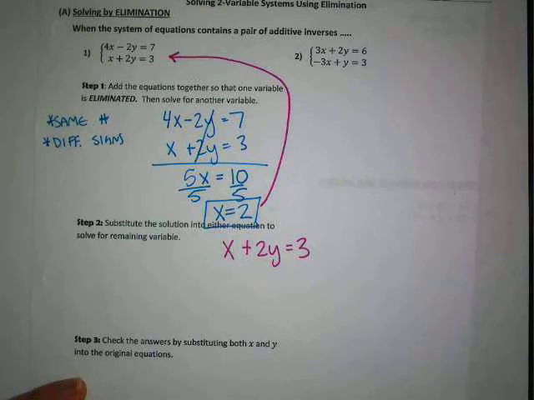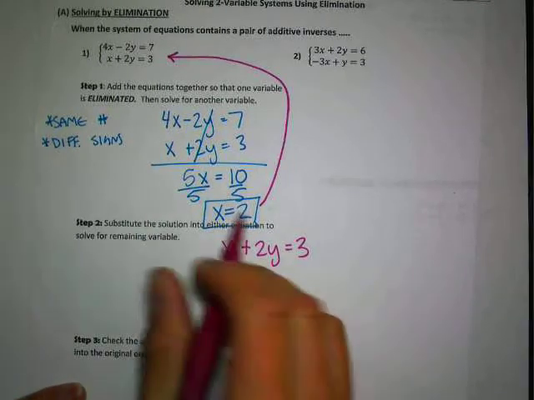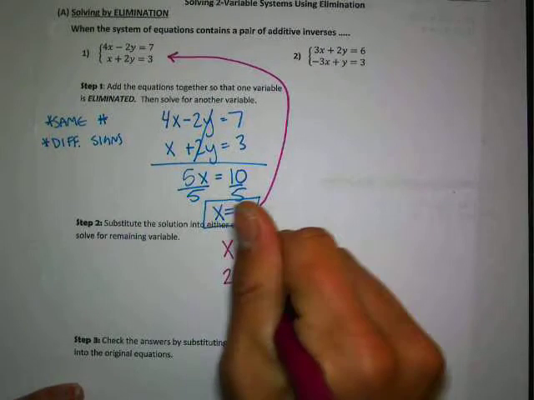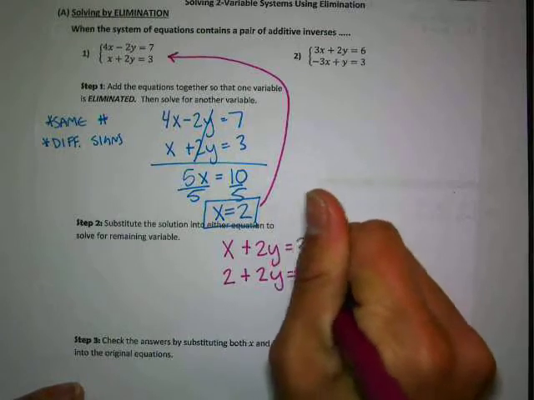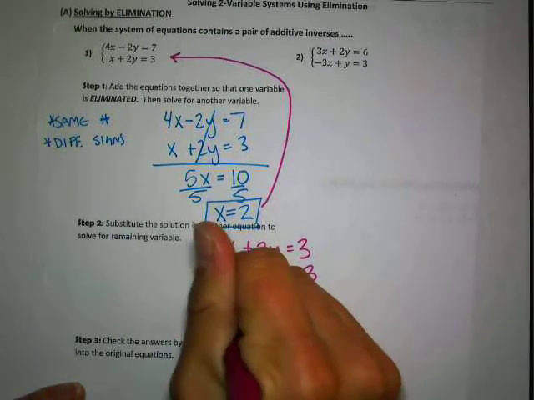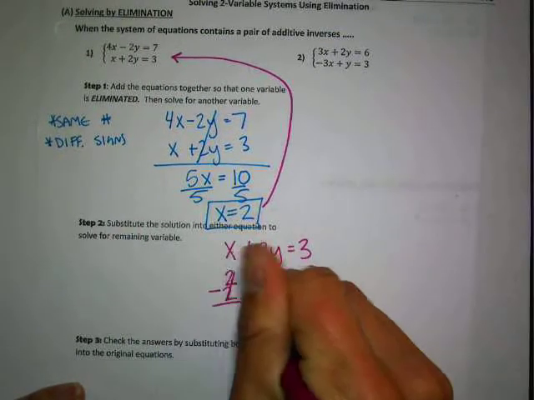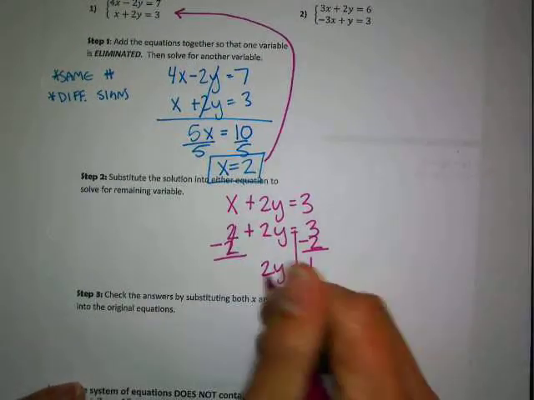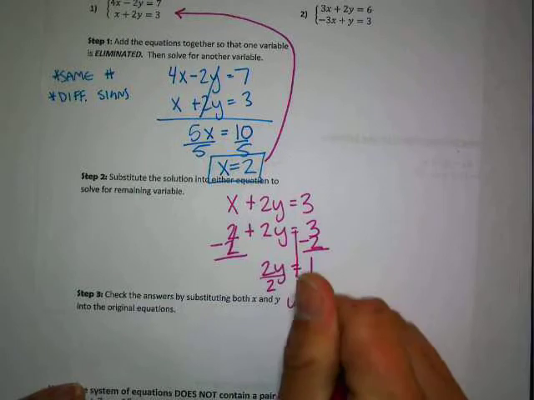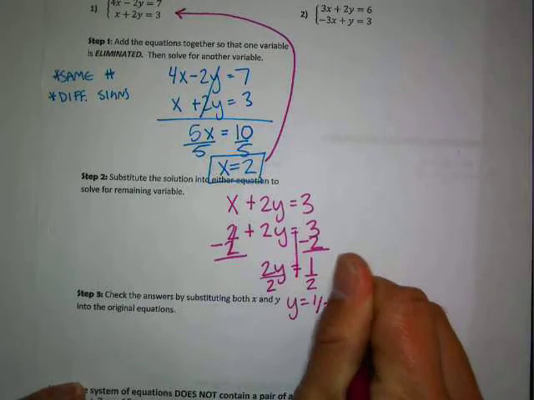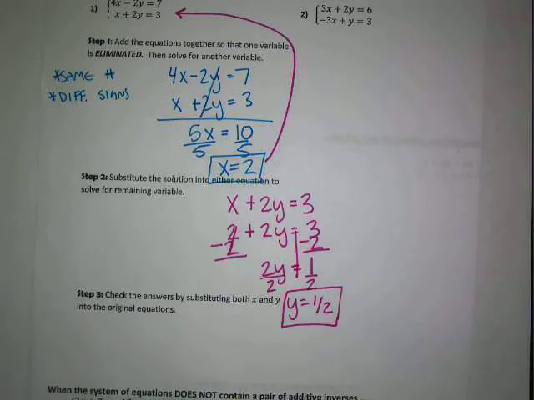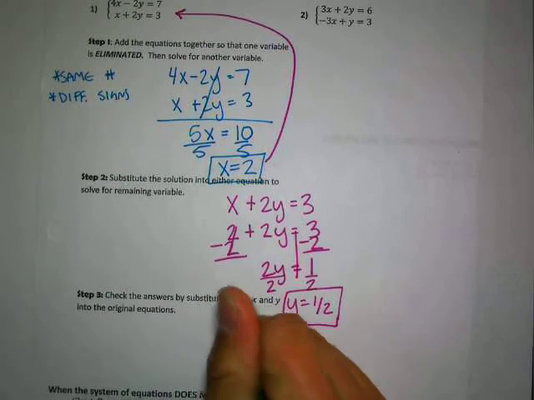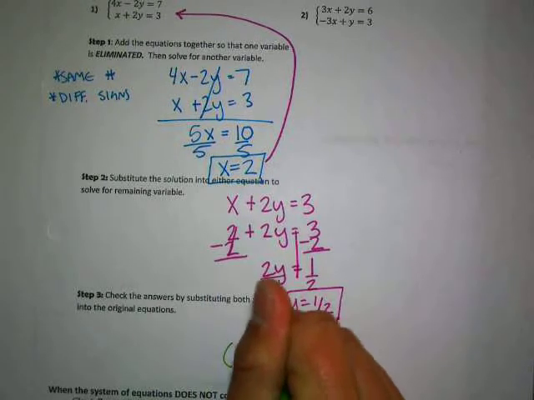And what am I plugging in for x again? 2, because x equals 2. So I'm going to plug 2 in for x. And then solve for y, minus 2 on both sides. 2y equals 1, divided by 2, so y equals 1/2. All right, so write your answer as a coordinate point: 2, 1/2.